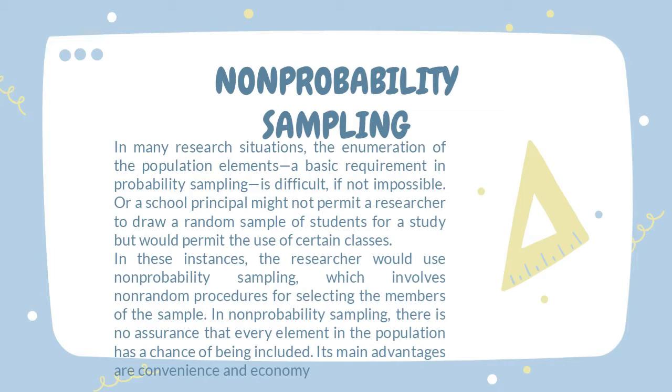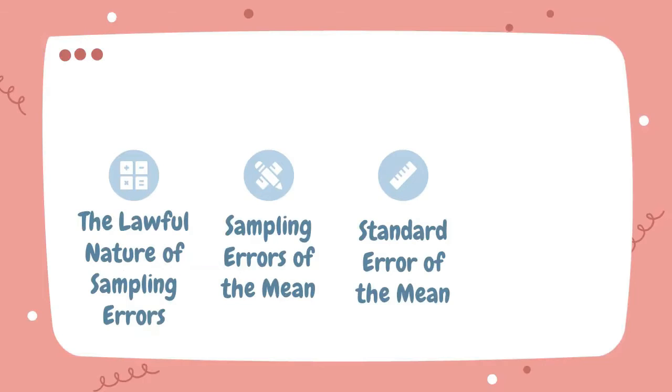Non-probability sampling. In many research situations, the enumeration of the population elements, a basic requirement in probability sampling, is difficult, if not impossible. The lawful nature of sampling errors. Sampling errors of the mean, and the last, standard error of the mean.